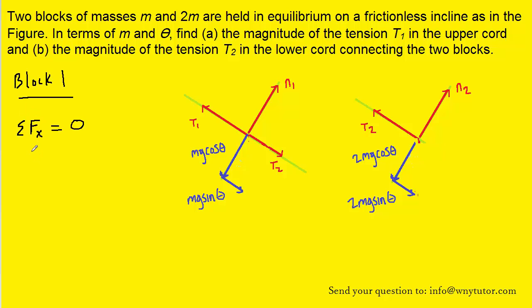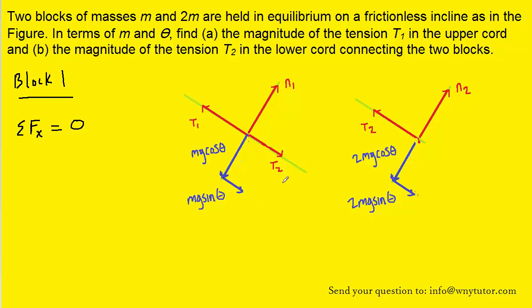Now, we know that both blocks are in equilibrium. How do we know that? Well, because they're just sitting at rest on a ramp. They're not accelerating. And we recall that when an object is not accelerating, the sum of the forces will equal 0. Now, what we can do for block 1 is just sum the forces in the x direction.